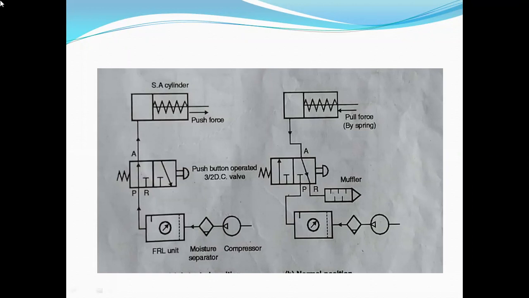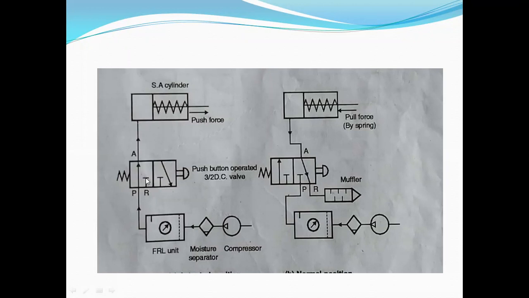Okay, so here is the circuit. The first part is the compressor, the second one is the moisture separator, symbolically represented by this symbol. Then the FRL unit, which is connected to the 3x2 direction control valve, a spring return push button operated 3x2 direction control valve. The actuator port is connected to the cylinder. Here a single acting cylinder is placed.